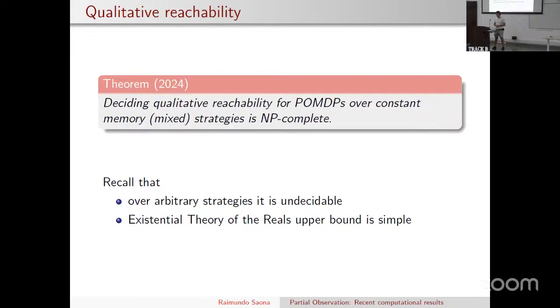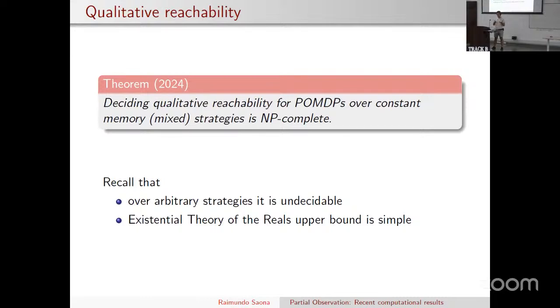First result. In a probabilistic partially observable MDP, you can decide qualitative reachability in NP. Oh, wait, it was undecidable, now it's in NP. What happened? Well, over constant memory strategies. Now, constant memory strategies do not make sense in probabilistic finite automata, but they make much more sense here from the game theoretical perspective.